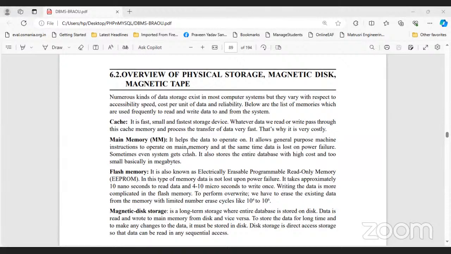Primary memory is also called the main memory. So what is meant by the main memory? It allows general purpose machine instructions to operate on it, and at the same time data is lost on power failure. Sometimes even the system gets crashed. It can store the entire database, but with high cost and too small a size, basically in megabytes.